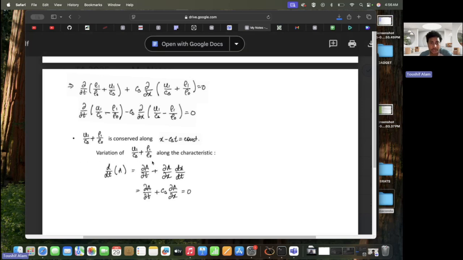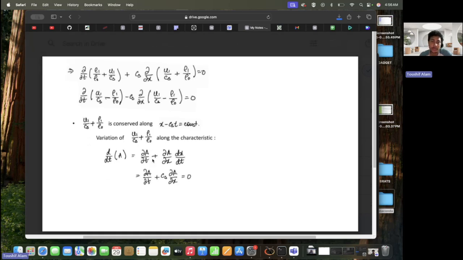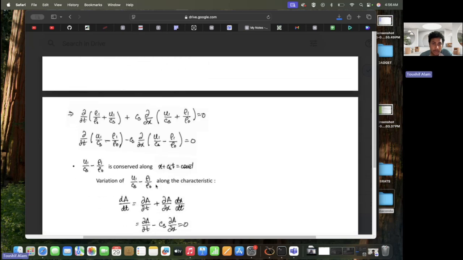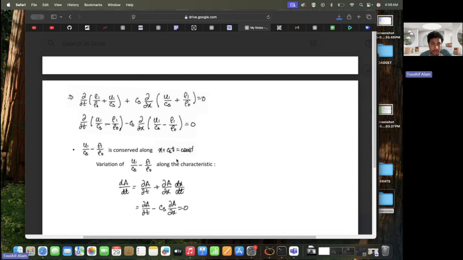So the variation of u1 by Cs plus rho 1 by rho naught along the characteristic: d by dt of A is equal to del A by del t plus del A by del x dx by dt, which is equal to del A by del t plus Cs del A by del x, equal to 0. So this is conserved along x minus Cs t equal to constant. Similarly, the variation of u1 by Cs minus rho 1 by rho naught along the characteristic: d by dt is equal to del A by del t plus del A by del x dx by dt. That means del A by del t minus Cs del A by del x is equal to 0.